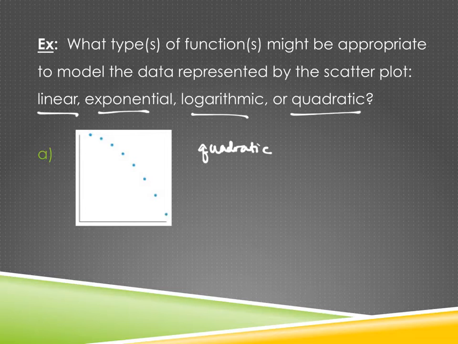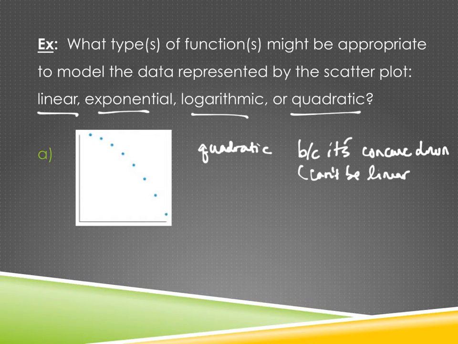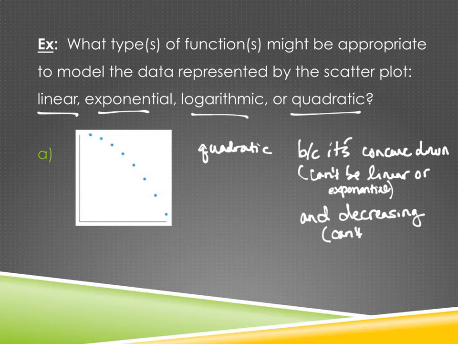And the reason is because it tells you which model would be appropriate. This is because it's concave down. And concave down means it can't be linear or exponential. Right? Eliminated those possibilities. And because it's concave down and decreasing, it can't be logarithmic.